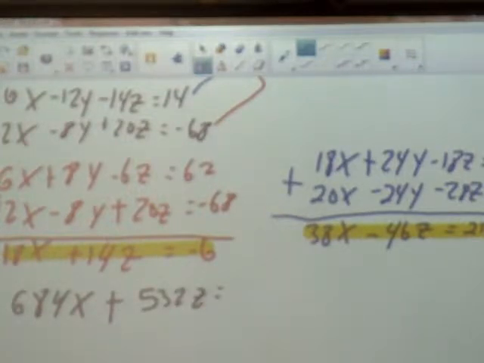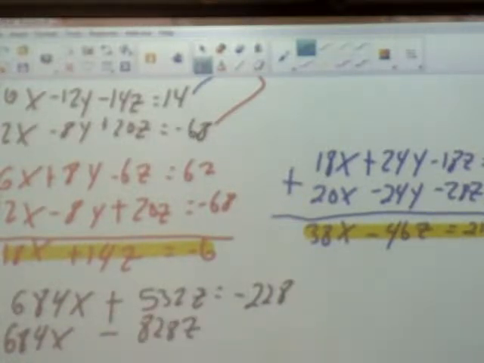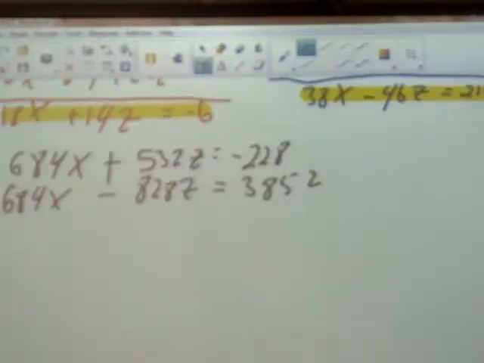32 on my z, and then negative 6 times 38. Negative 228. Okay, so now I'm going to take my blue one, and I have to multiply all of it by 18. So 38 times 18 we know is 684. What's negative 46 times 18? Negative 828. And then 214 times 18 is 3,852. Alright, so now we finally have our x's the same.